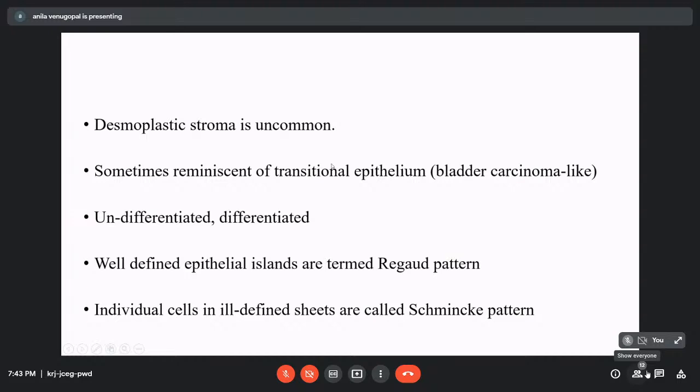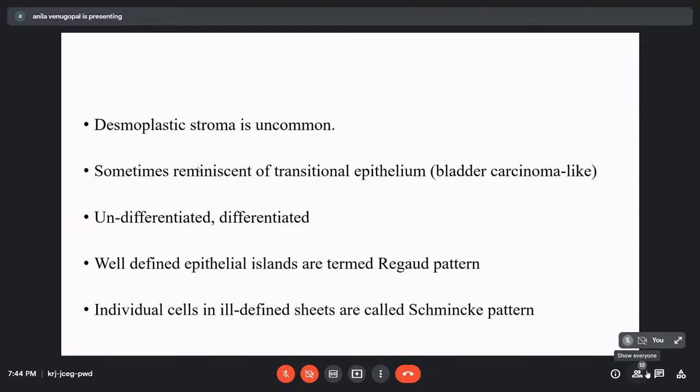Unlike a keratinizing squamous cell carcinoma, desmoplastic stroma is uncommon in a non-keratinizing carcinoma. There are also transitional types of ribbons of epithelium, so that you don't have difficulty in picking up the carcinoma. Previously, other terminologies used for this group were undifferentiated carcinoma, differentiated carcinoma, and so on. These actually imply the patterns that you see under the microscope. They are just histopathological patterns, and even in the same cancer, you can see both these patterns together.